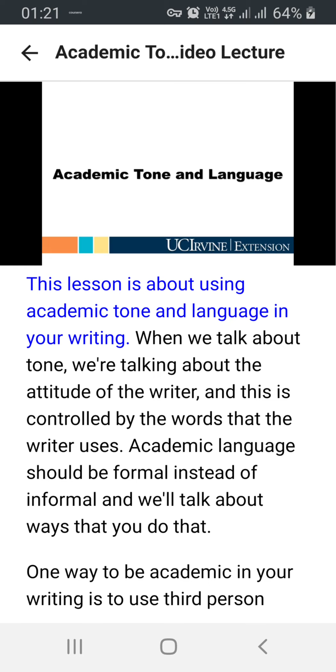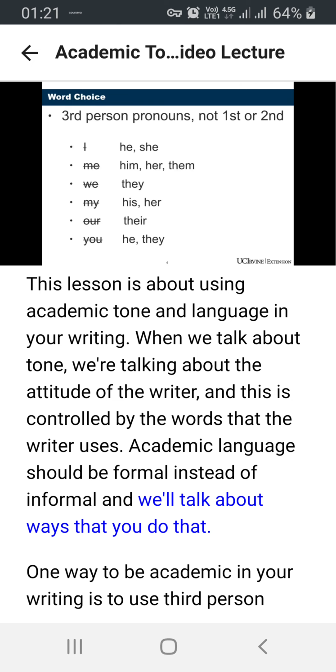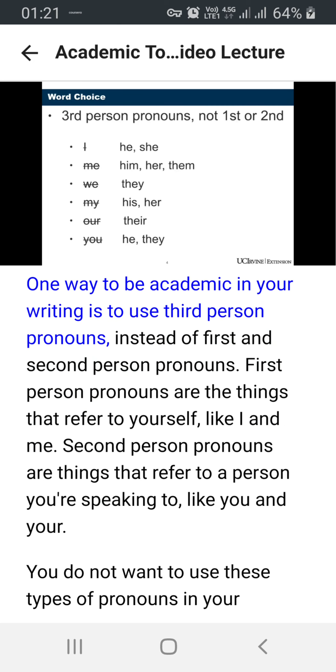This lesson is about using academic tone and language in your writing. When we talk about tone, we're talking about the attitude of the writer, and this is controlled by the words that the writer uses. Academic language should be formal instead of informal, and we'll talk about ways that you do that. One way to be academic in your writing is to use third-person pronouns instead of first and second-person pronouns.